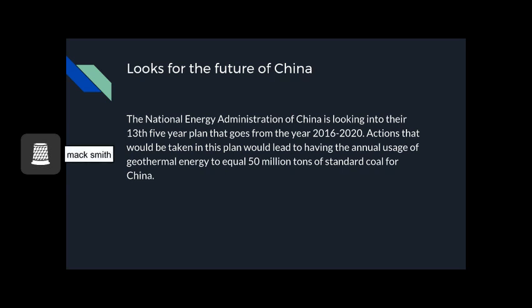Another factor is the National Energy Administration of China is also looking into their 13th five-year plan that goes from the year 2016 to 2020. Actions that would be taken in this plan would lead to having the annual usage of geothermal energy to equal 50 million tons of standard coal for China.